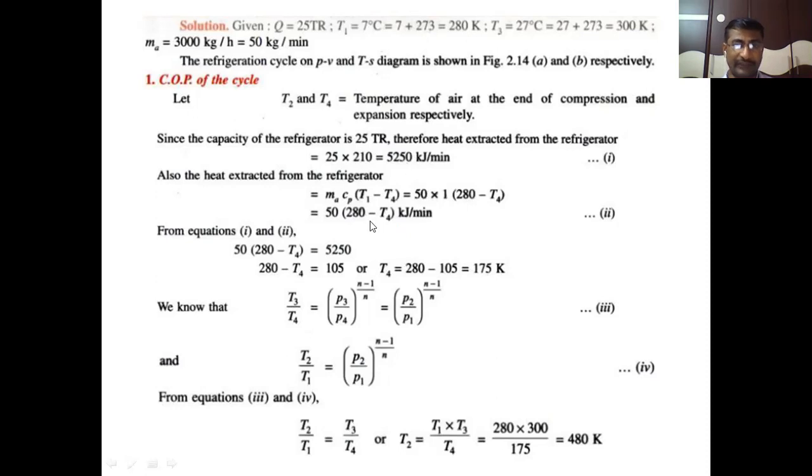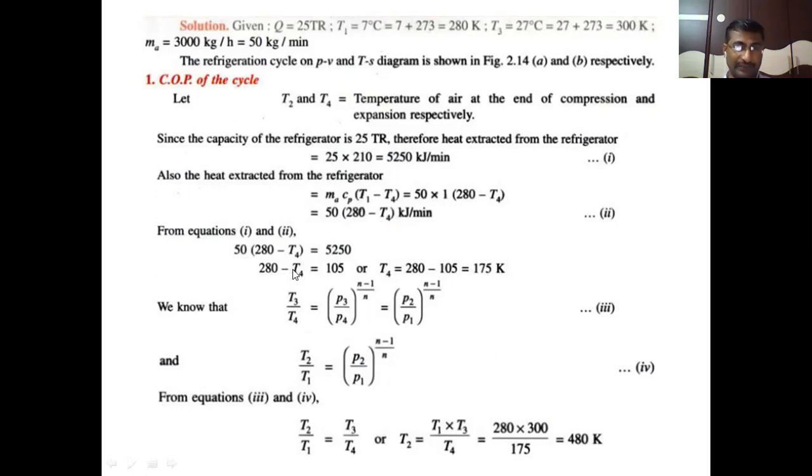Therefore, we can equate these two from equations 1 and 2: 15 into 280 minus T4 equals 5,250 kilojoules per minute. Both are in kilojoules per minute. By equating these two, we will get the T4 value, because this is also the heat extraction capacity of the cycle. One is the theoretical one, the other is the practical or actual one.